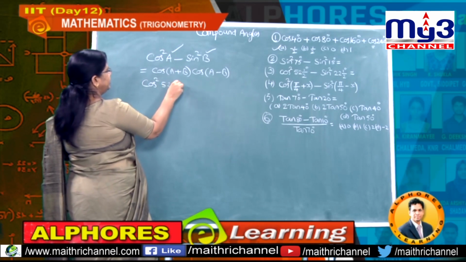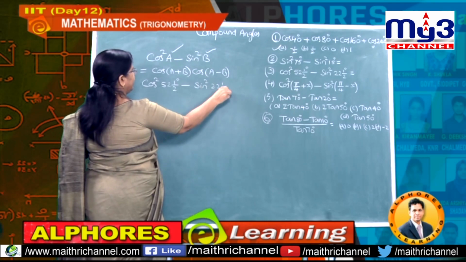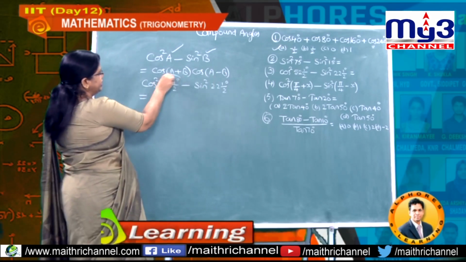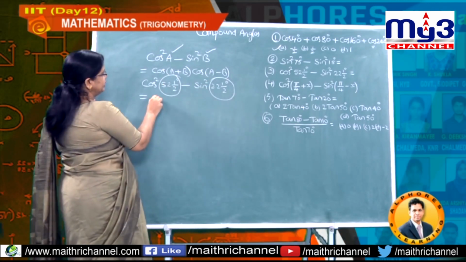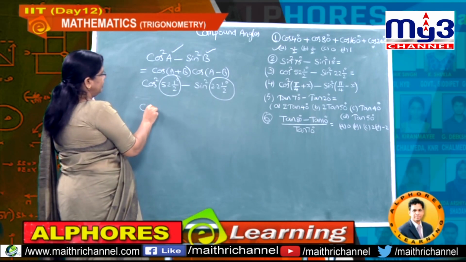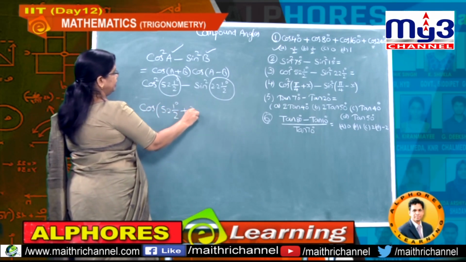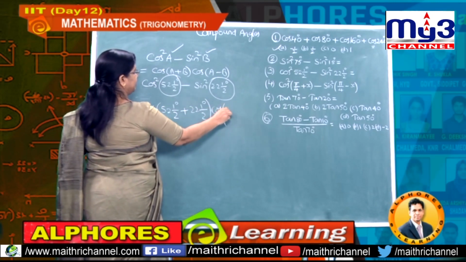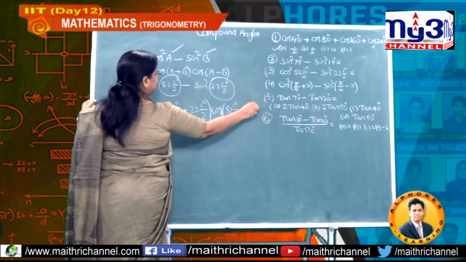Now you are going to make use of this formula. That is cos square, it is given as 52 and a half degrees, minus sin square, it is given as 22 and a half degrees, right? Therefore, I am taking this one as A and this value as B. Therefore, this is cos of (A plus B), that is 52 and a half plus 22 and a half, and into cos of (A minus B), that is 52 and a half minus 22 and a half.